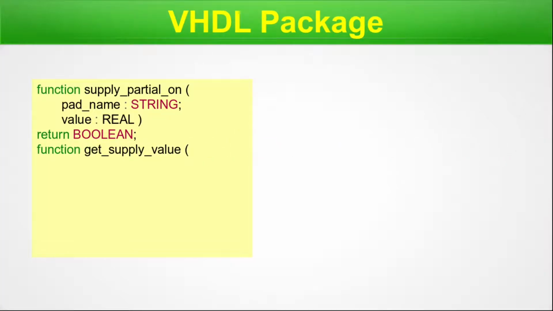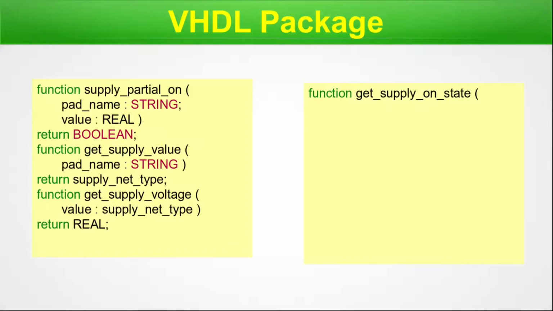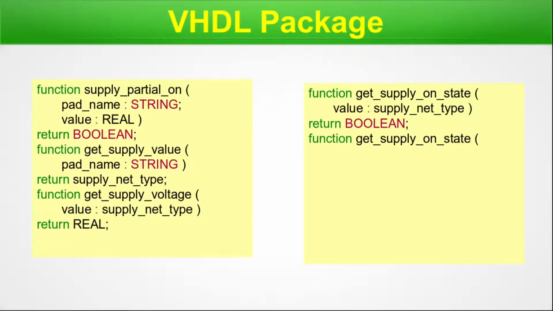Function get supply value, and then pad name is string, and return is supply net type. Function get supply voltage, value is supply net type, return is real. The next one is function get supply on state, value supply net type, return is boolean. Function get supply on state, value is supply net type, and the return type is bit.